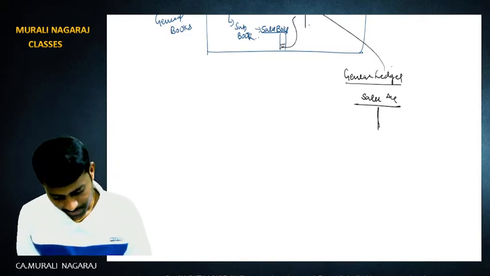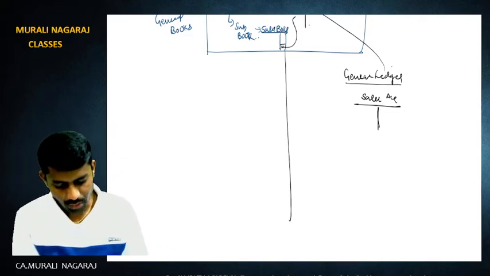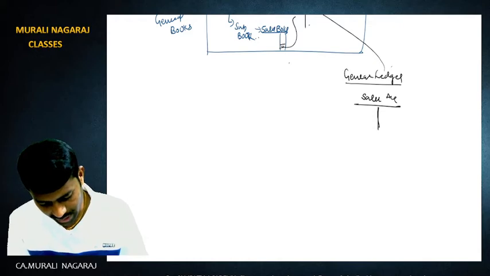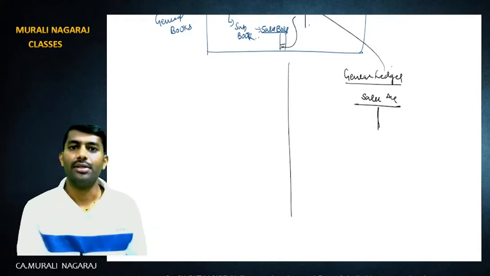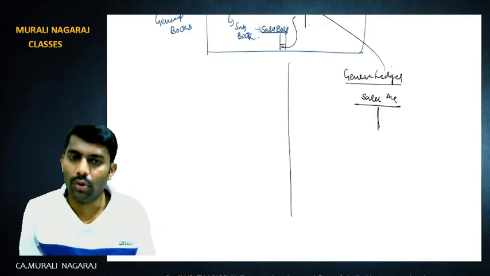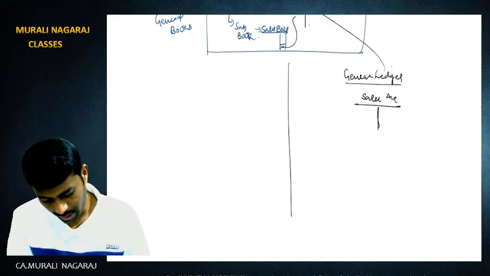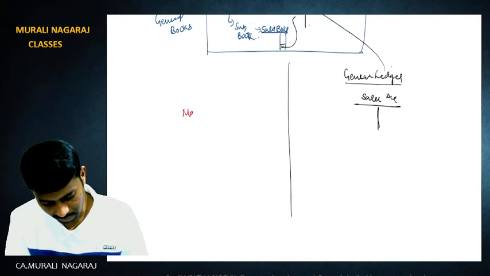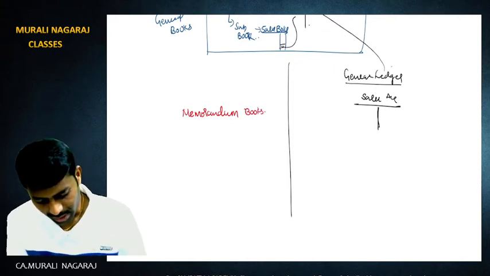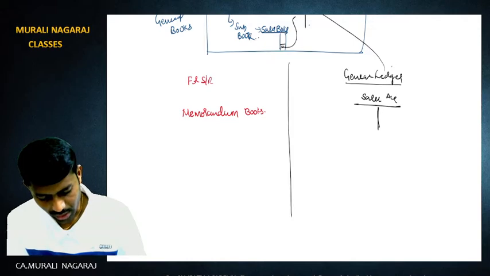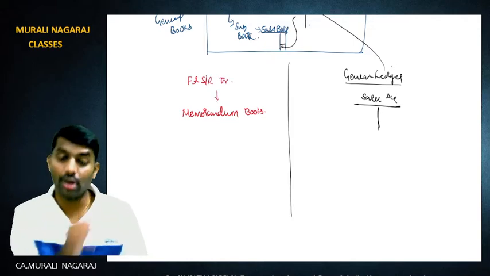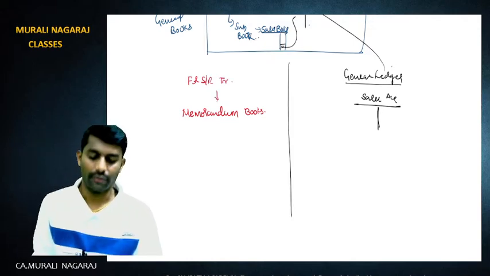In the same way, for the purpose of sale or return transaction, instead of the general ledger, one control book I will open. There I will open two books which are called memorandum books. Memorandum books I will open for sale or return transactions. Since the volume is huge, I will open two books.